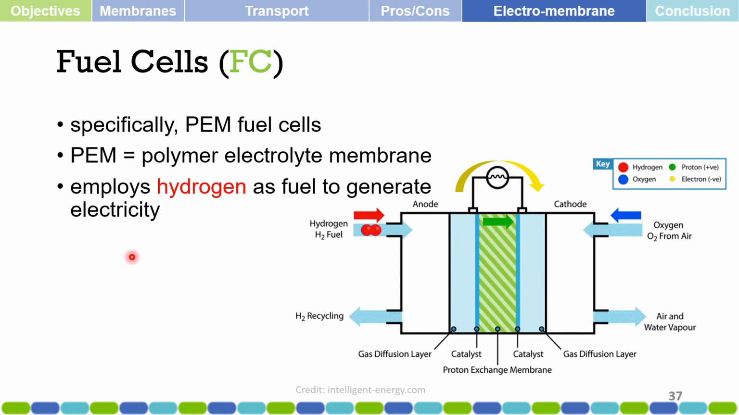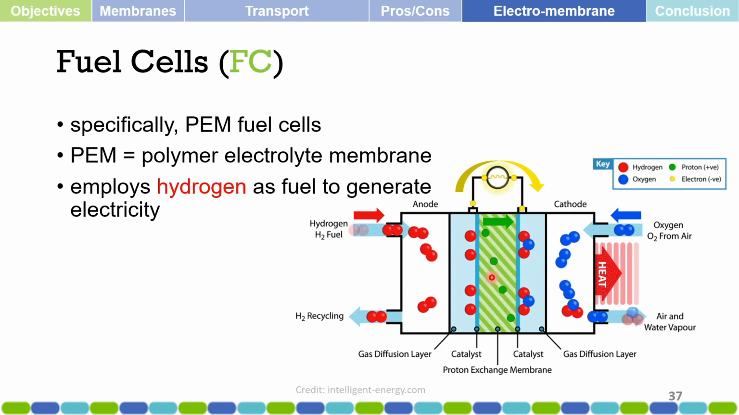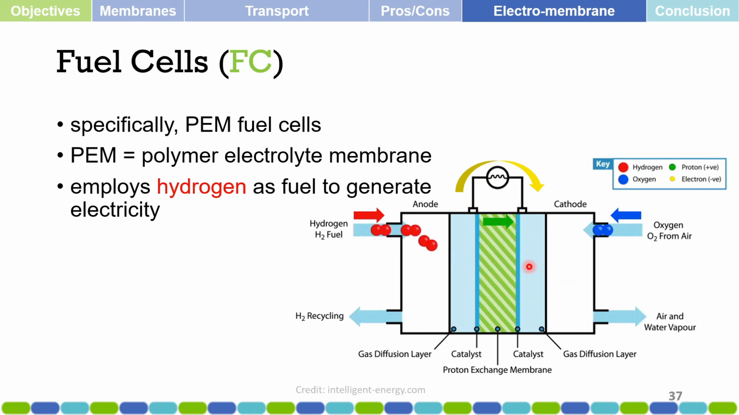So that is how polymer electrolyte membrane fuel cells work. This only allows the hydrogen ion to pass through, but not the hydrogen gas. So this is how the membrane process separates in these fuel cells.